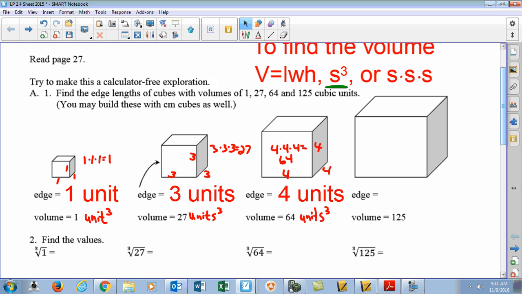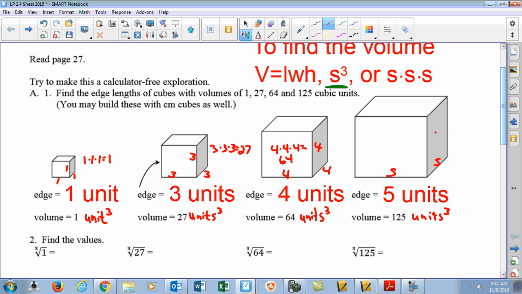And then last but not least, what is the edge length of a cube if its volume is 125 cubic units? That's right, 5, because 5 times 5 times 5 gives you 125.